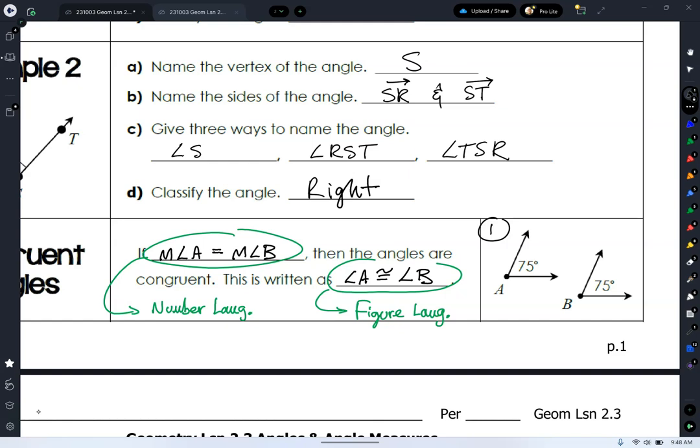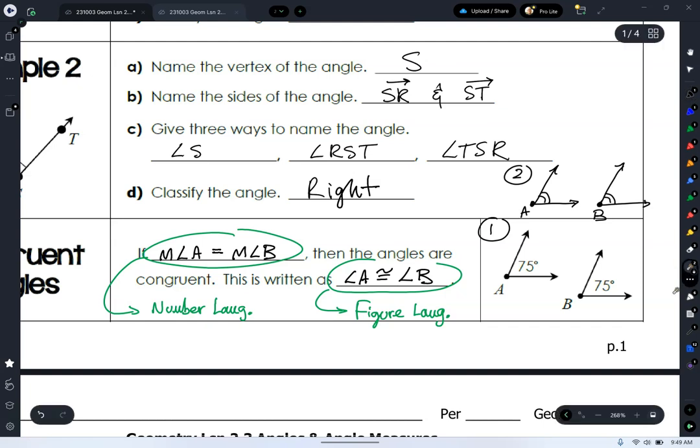There's another way that you might see, and so we're going to kind of draw a couple of little more diagrams right here. Another different way that you might see, let's draw another angle A here, and another angle B here. And you might see something like this. Matching arc marks. Just like on segments, we have those little matching hash marks that tell us the line segments are congruent. In angles, we can have matching arc marks, and that will also tell us that the angles are congruent.